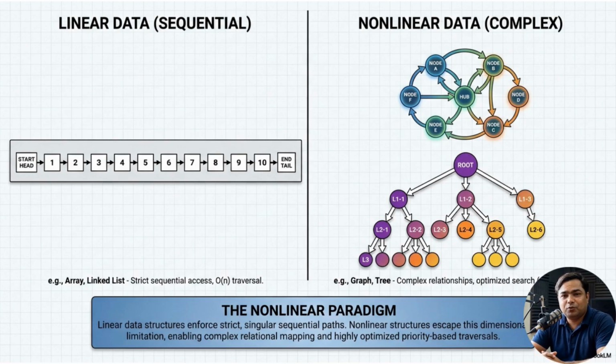Similarly, in a tree, one root node can have children, and those children can have their own children. This structure is hierarchical, not sequential. So, the key idea is this: linear data structures are good for simple ordered data, but non-linear data structures are better for complex relationships and optimized decisions. Graphs help us model relationships. Trees and heaps help us model hierarchy and priority. This is why nonlinear structures are very important in modern algorithms.